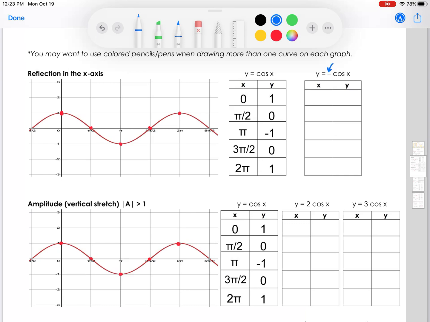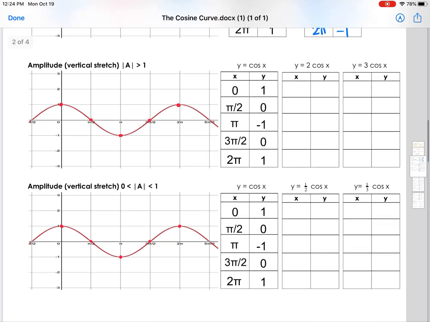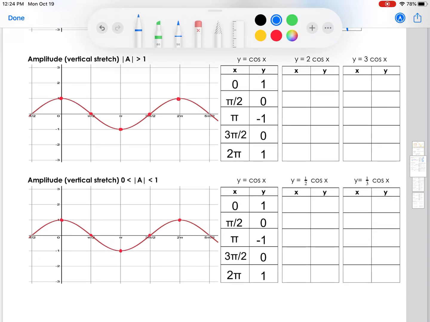So in our first one here, we're going to reflect. We see this negative out in front, which means we're going to flip, or reflect, over the x-axis. All of the x values are going to stay exactly the same, but my y values are going to be the opposite. The opposite of 1 is negative 1. Negative 0 is 0. Negative negative 1 is positive 1, then 0, and negative 1. All of these points are just going to flip over the x-axis. So when it is negative, it's just flipped over.